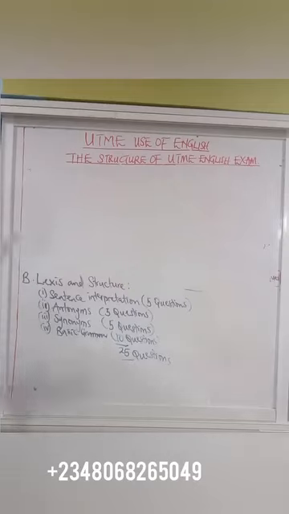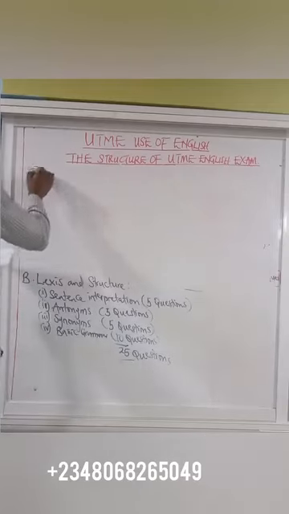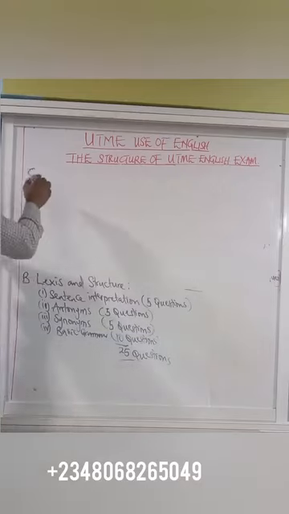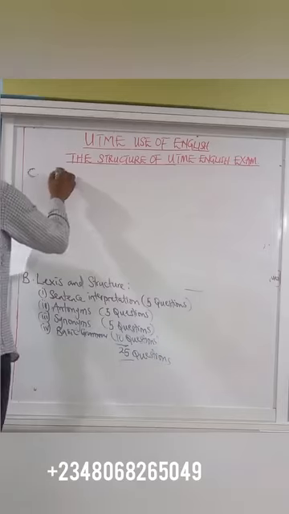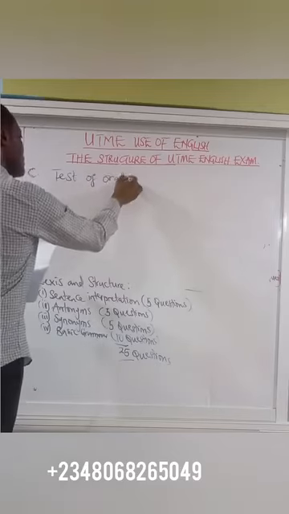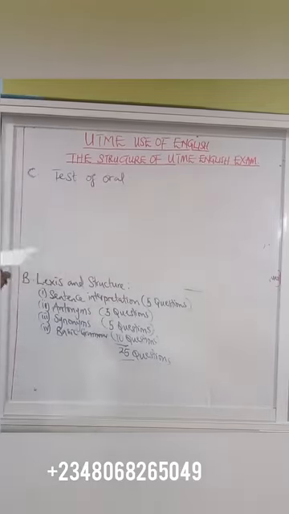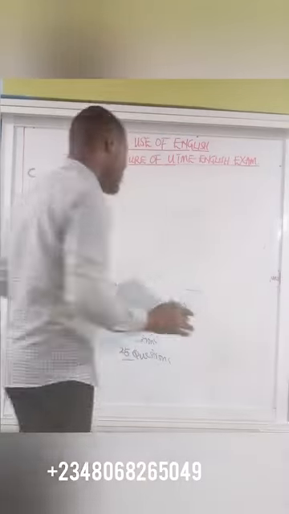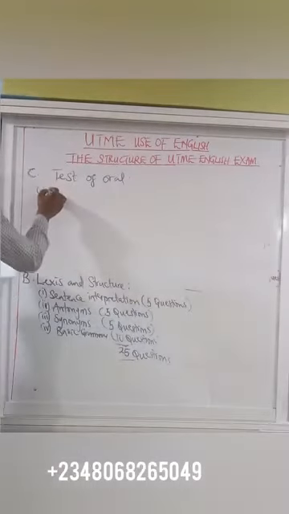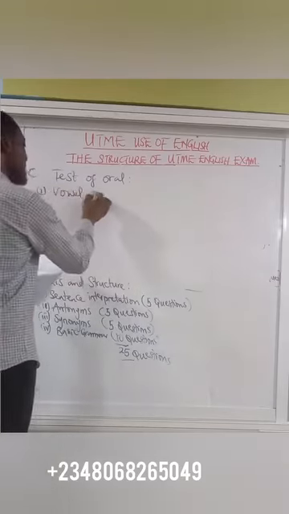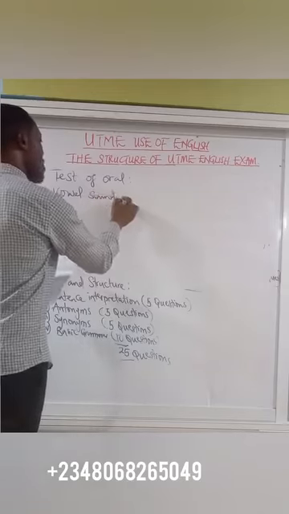Okay, so moving to section C of this exam. Remember I told you we have 3 different parts. Section C is what we refer to as test of oral. The questions on test of oral are divided into 4 different segments. Number 1 under test of oral is vowel sounds, so you will be tested on vowel sounds.